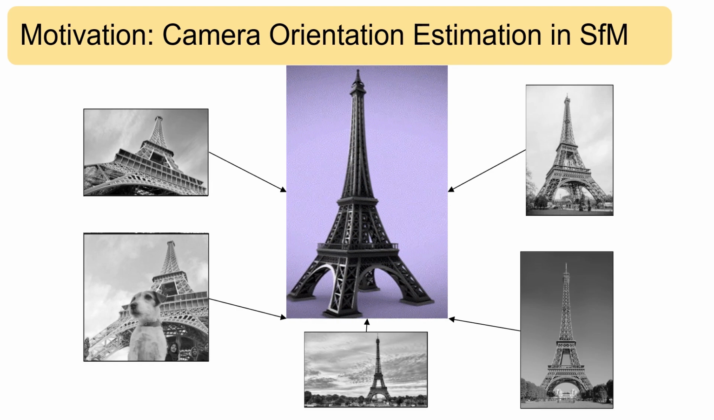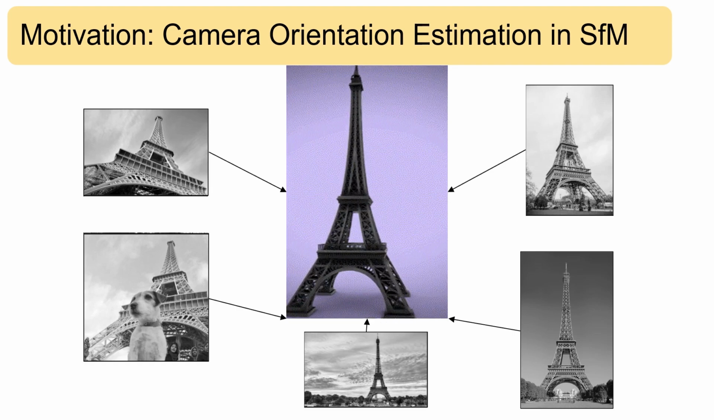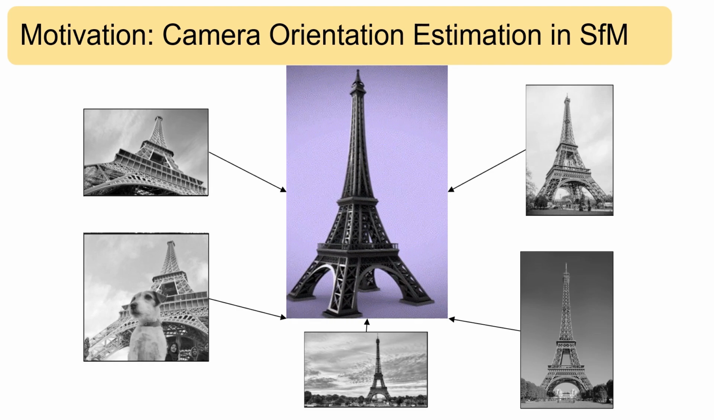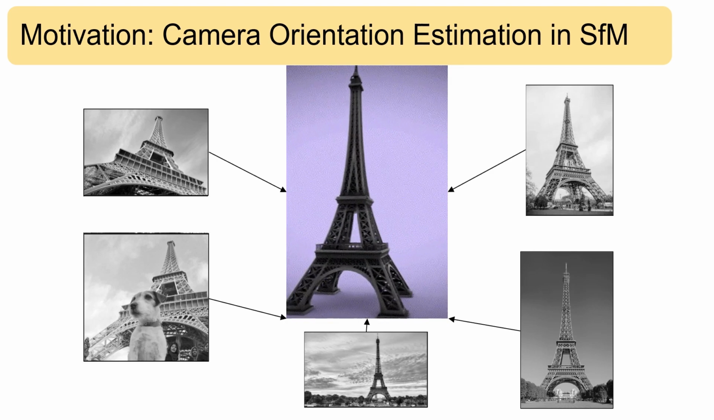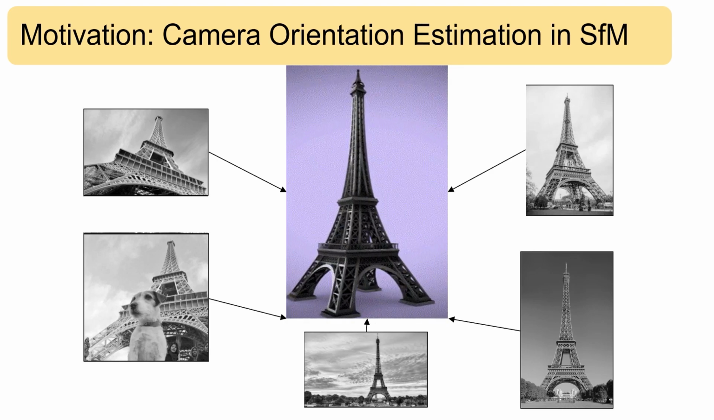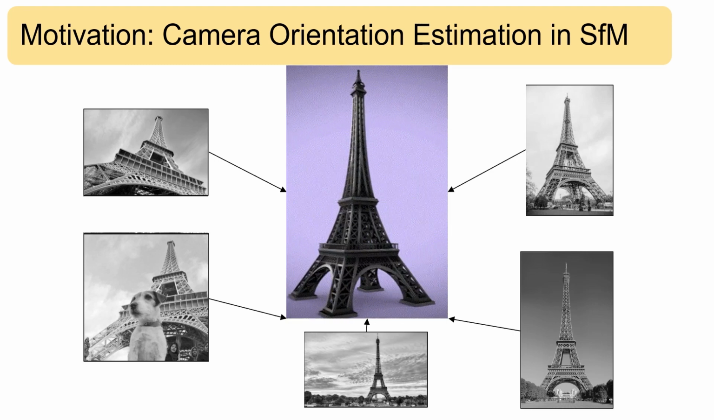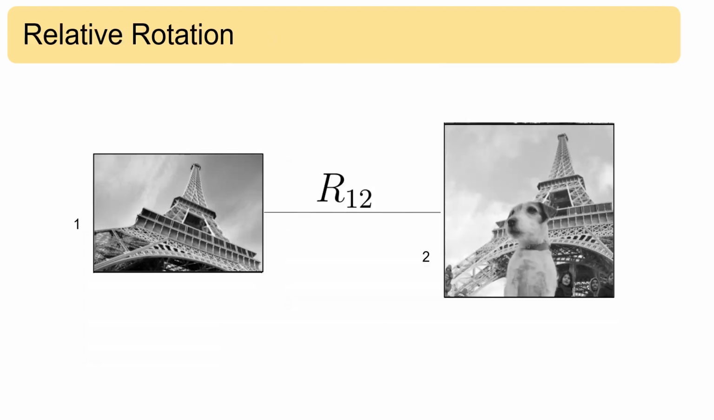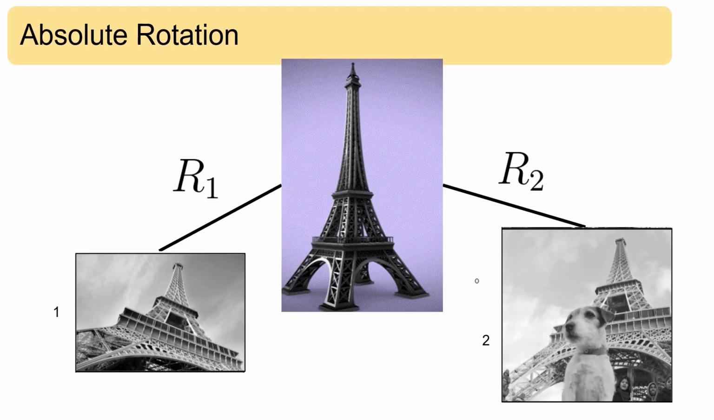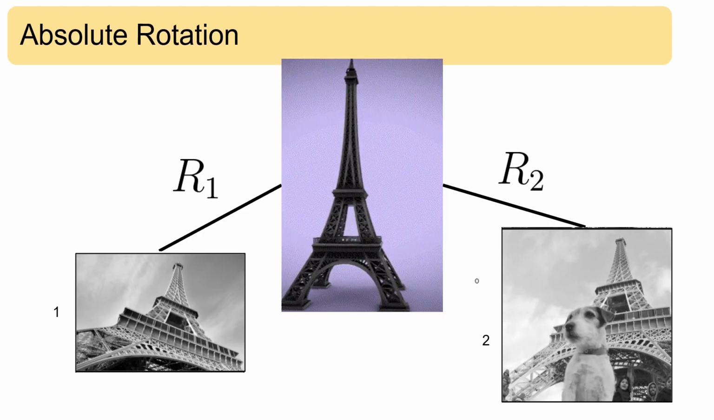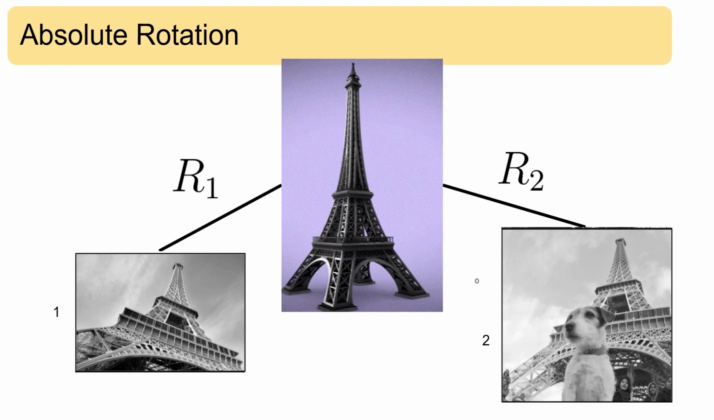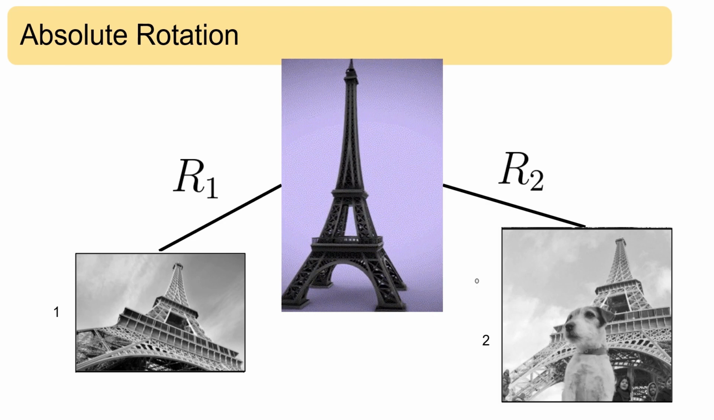the 3D structure. The camera orientation estimation problem in this context asks to estimate the ground truth camera orientations of multiple cameras given their corrupted relative orientations. We encode the relative orientation between two images by rotation matrices and refer to them as relative rotations. We also encode the ground truth orientation of each image by rotation matrices and refer to them as absolute.